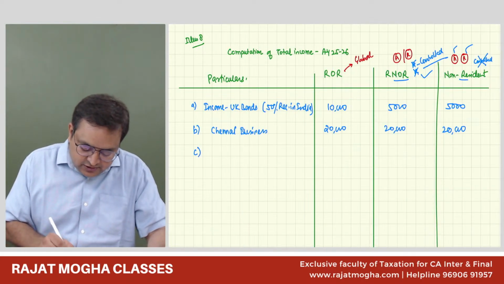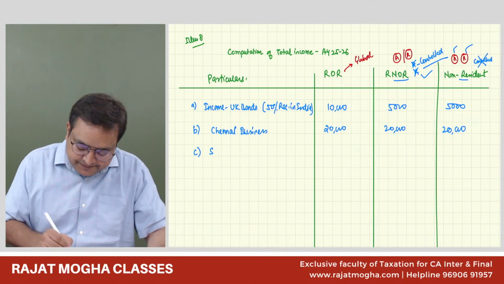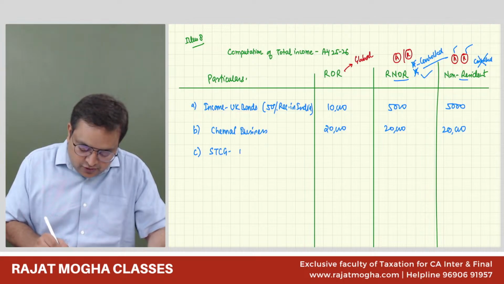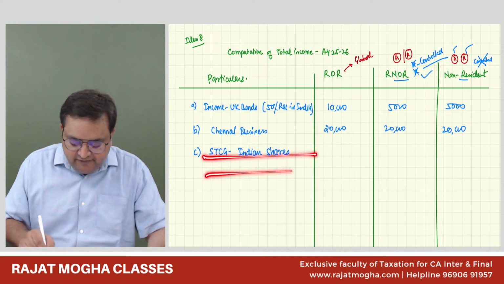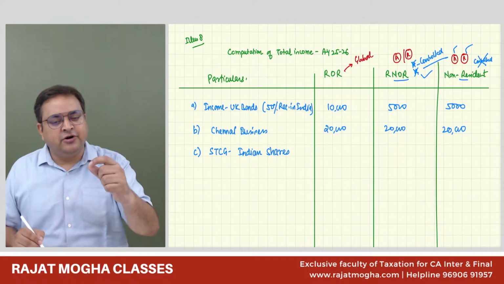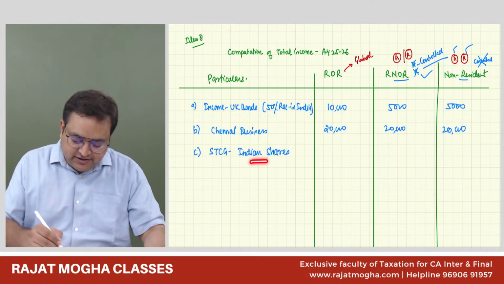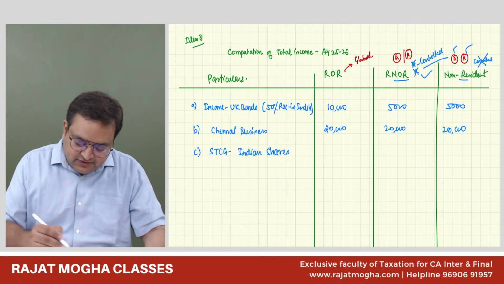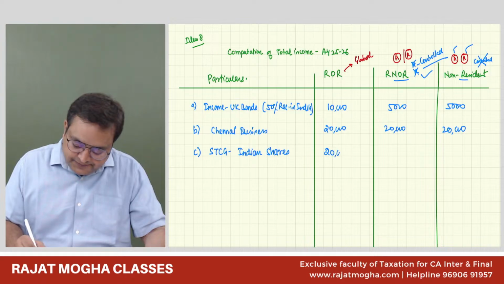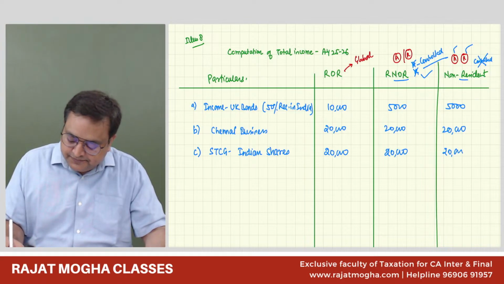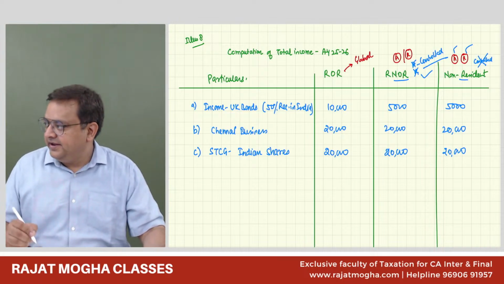So C, short-term capital gain on Indian shares. Simple. In your examination, guys, don't write full sentences. You will waste your time. Simple, write in short so that the examiner can understand. So this is Indian shares. So again, I believe it is 20,000, 20,000, 20,000. Everybody is okay with this? This income is arising in India.